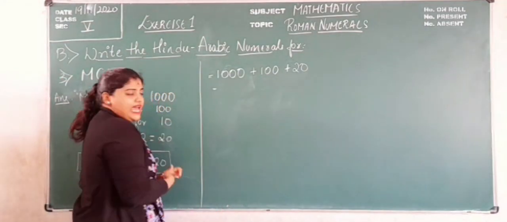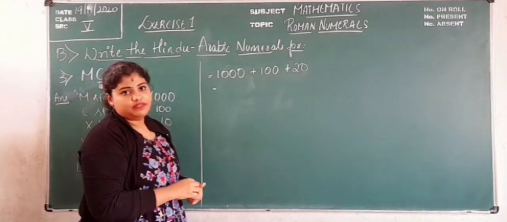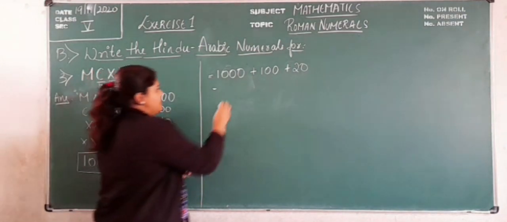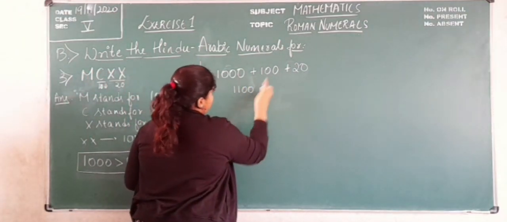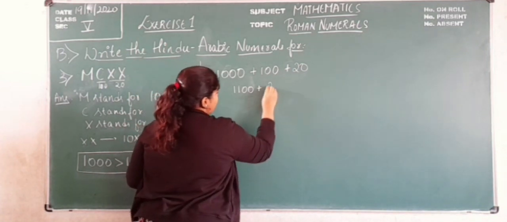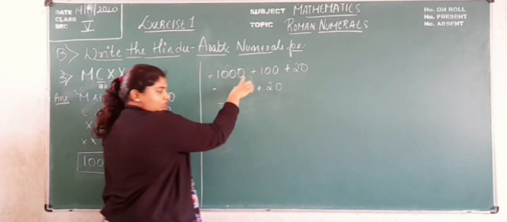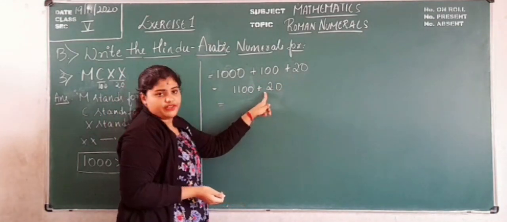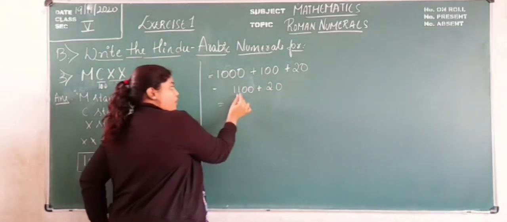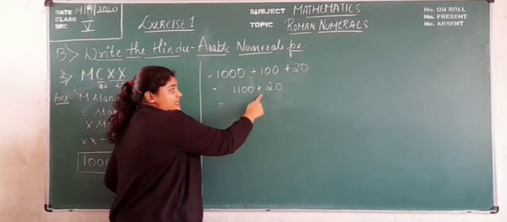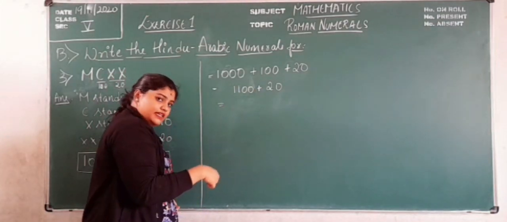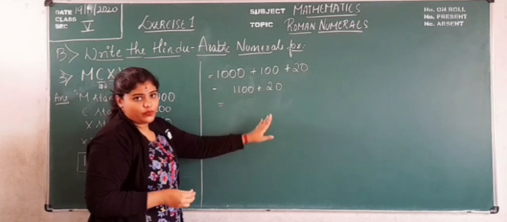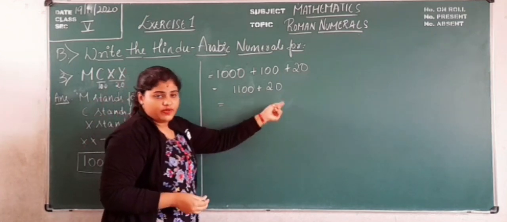Now we have to add this. So what is 1000 plus 100? Yes, 1100. Next we have plus 20. So 1000 plus 100 is 1100. Next we have plus 20 left over. So I put plus 20 here. Now what is 1100 plus 20? Yes, 1120.